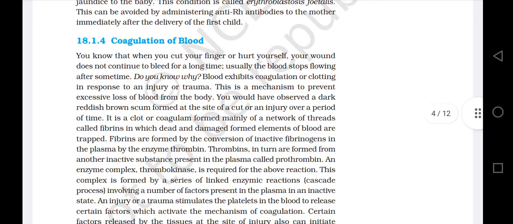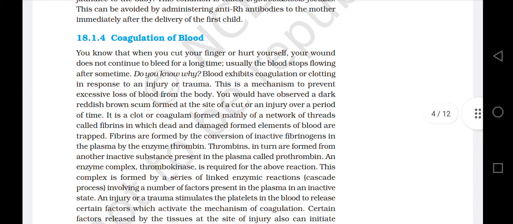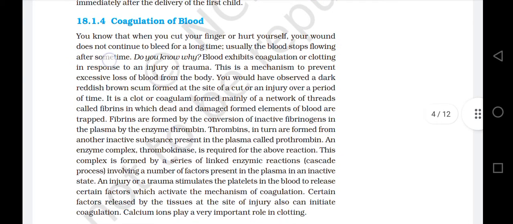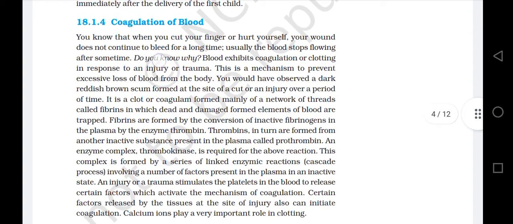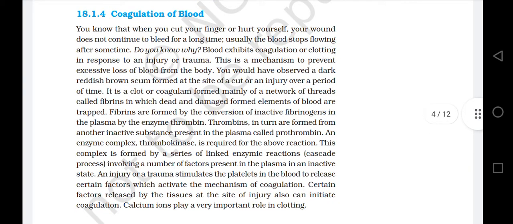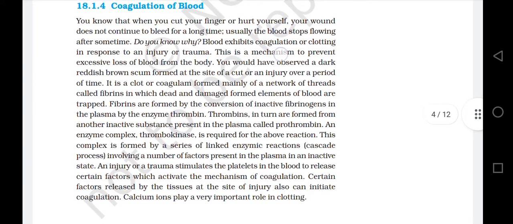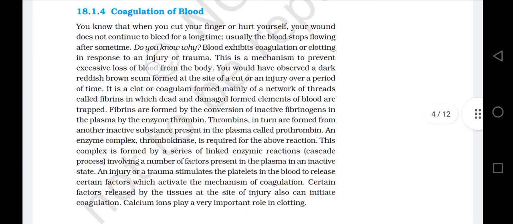18.1.4 Coagulation of the blood. You know that when you cut your finger or hurt yourself, your wound does not continue to bleed for a long time. Usually, the blood stops flowing after some time. Do you know why? Blood exhibits coagulation or clotting in response to an injury or trauma. This is a mechanism to prevent excessive loss of blood from the body.